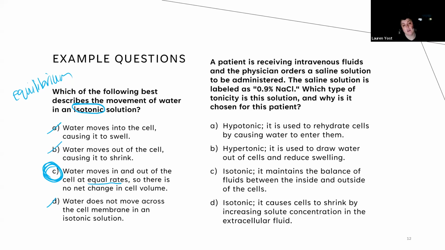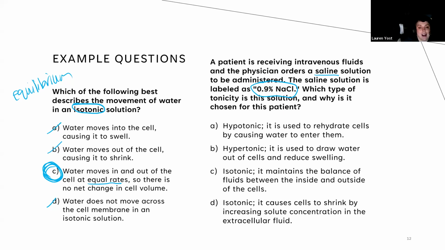All right, our question is now a patient is receiving intravenous fluids and the physician orders saline solution. It's 0.9% saline. So when you administer a patient saline, what type of tonicity is that saline solution and why do we choose it? So you would hope that the reason that you would be giving your patient this saline solution is to give them a solution that is supposed to be best suited to keep cells hydrated, right?